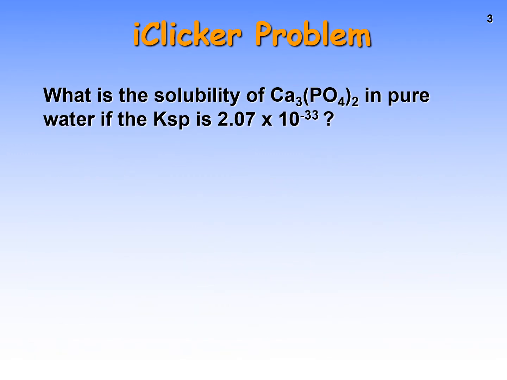All right, so let's do one last solubility problem before we end this video. What is the solubility of calcium phosphate in pure water if the Ksp is 2.07 times 10 to the negative 33? One of the things you should be aware of is that Ksp values can get insanely small, like this one. Calcium phosphate is just a really insoluble salt. The solubility here we're going to expect to be very low.